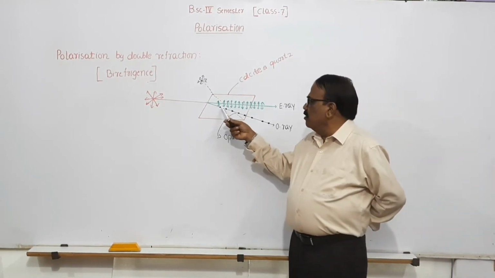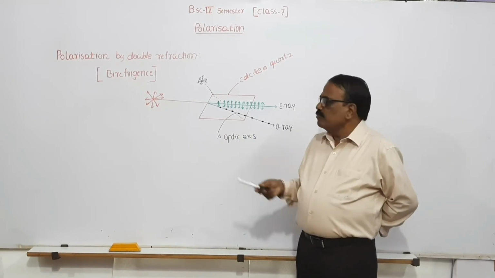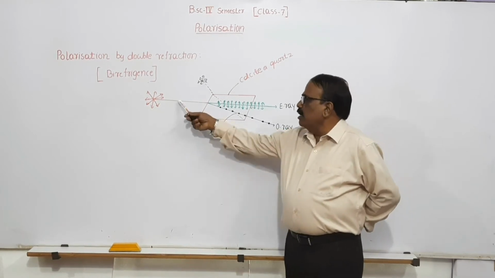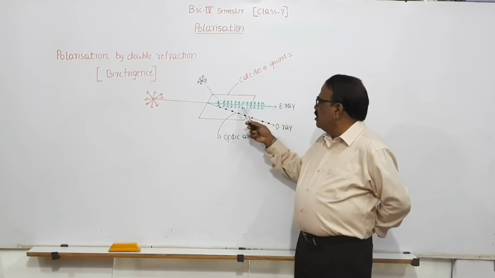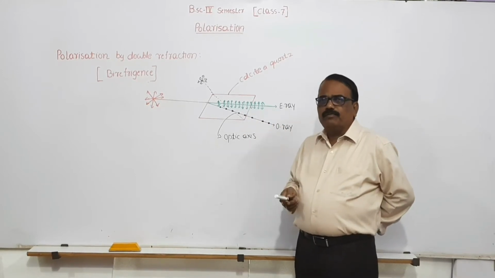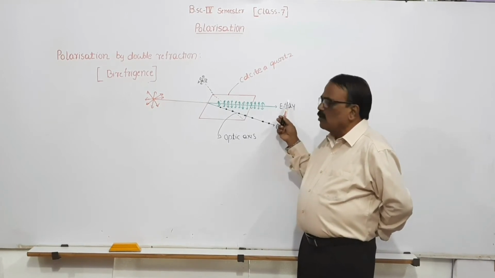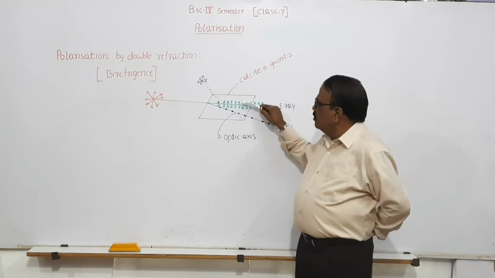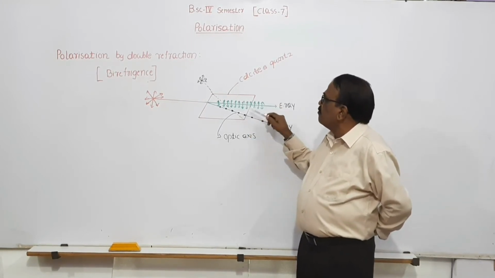One of the beams follows the laws of refraction. This is called the ordinary ray. It lies in the plane of incidence. Then another ray does not obey the laws of refraction. It is called the extraordinary ray. Both the beams are plane polarized with their planes of vibration perpendicular.